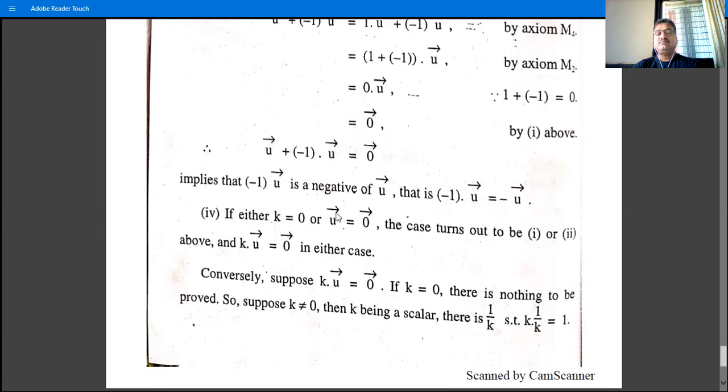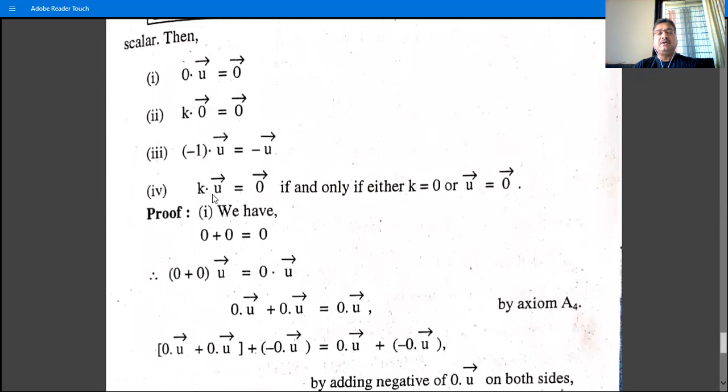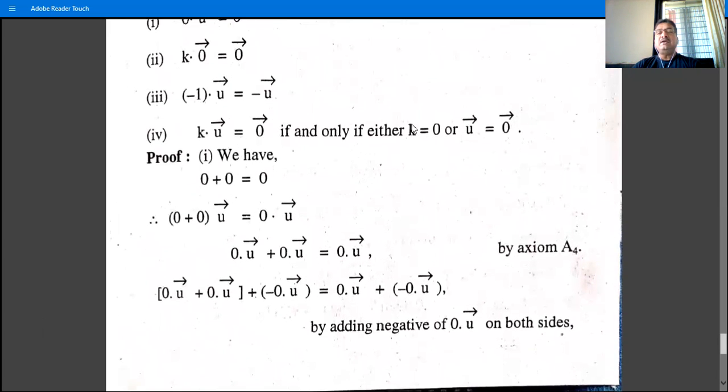Okay. Then we have to prove the fourth property: k u bar is 0 bar if and only if either k is 0 or u bar is 0. So if k is 0, then what do we have?